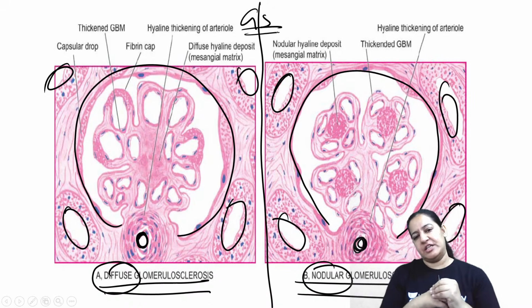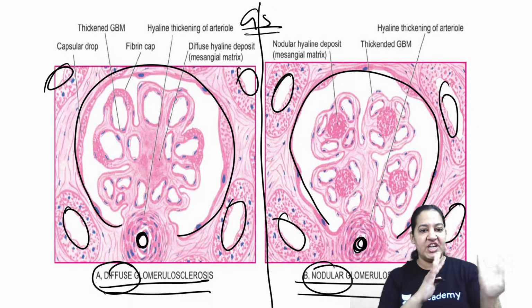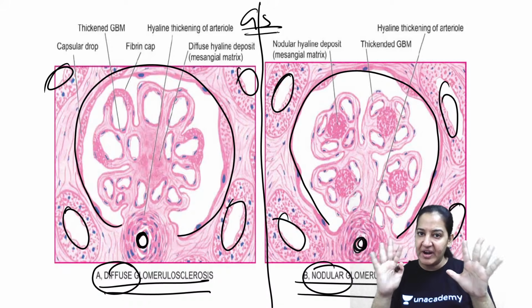which occur in a diabetic patient, right? Now let me start with the glomerulus. If I talk about the glomerulus, the changes are different. In the diffuse one, something else is there. In the nodular one, something else. So different changes are there.